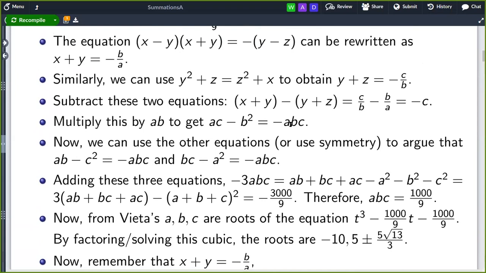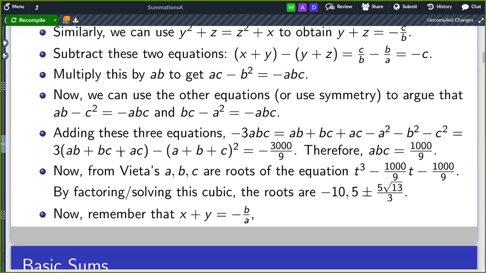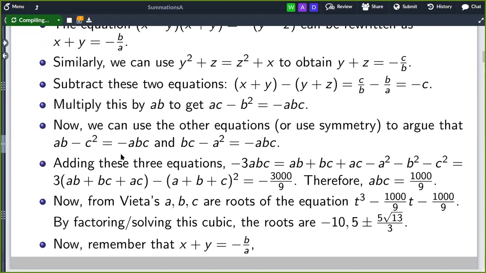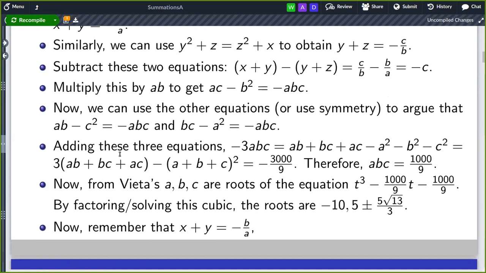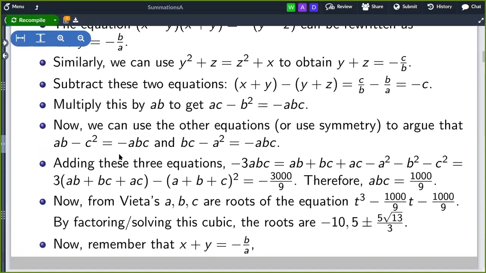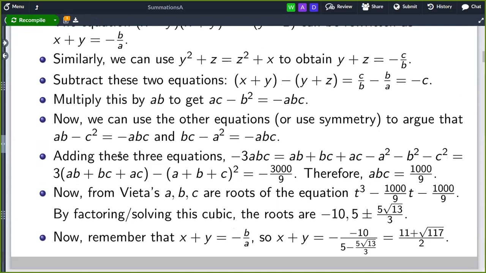Yeah, so if we plug in negative 10 and 5 minus 5 root 13 over 3, then we get x plus y is 11 plus root 117 over 2. And so our answer is 11 plus 117 plus 2, which is 130.